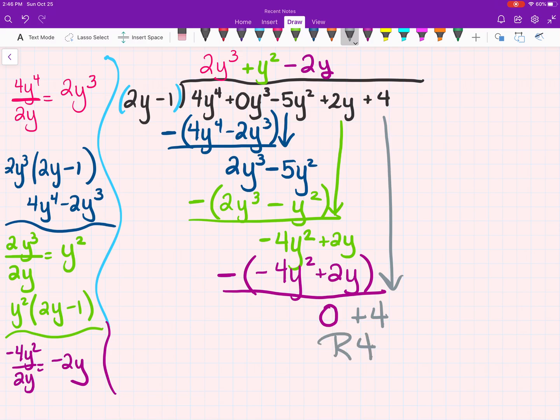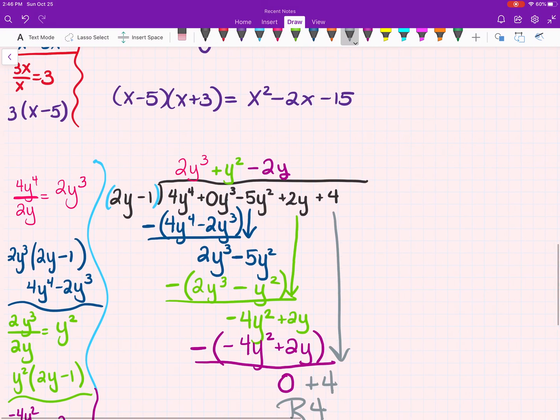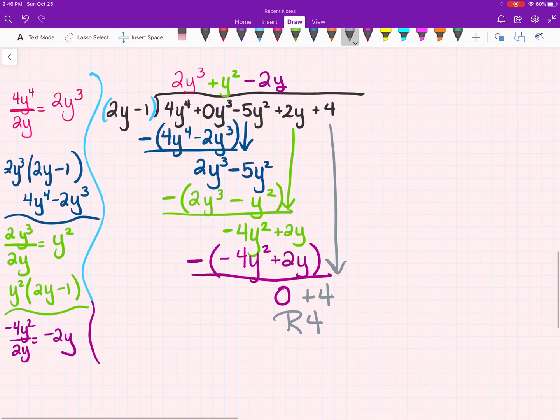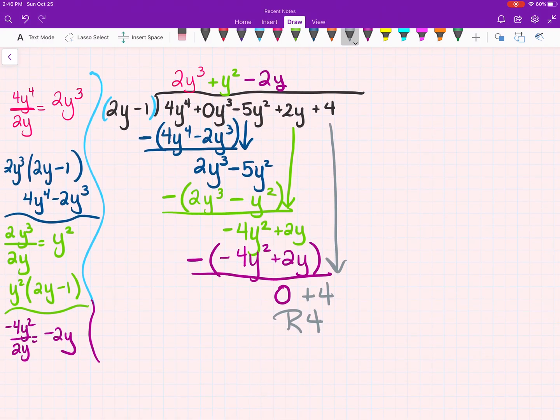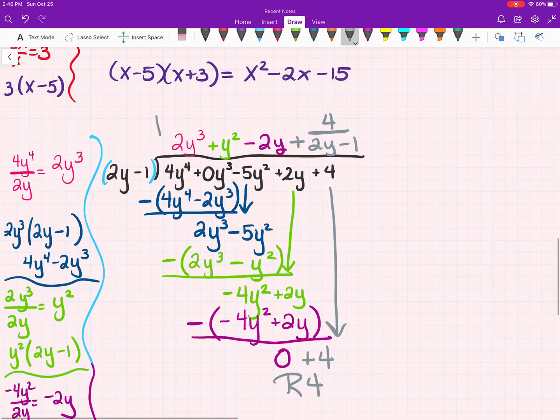Our remainder is 4. Now remember what we did back at the very beginning. Whenever we have a remainder, we put it over the divisor. Well, what's our divisor? 2y minus 1. So we're going to put plus the remainder, 4, over what we were dividing by, which was 2y minus 1. This mess here is our answer.